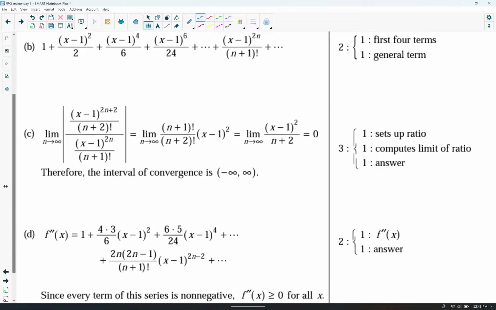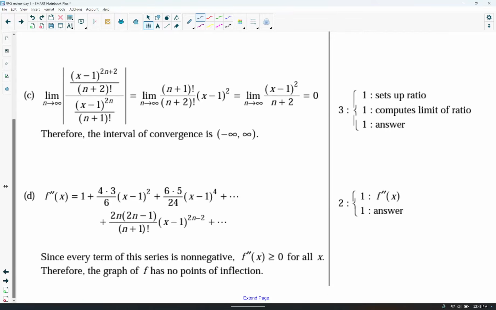Here is the rubric if you'd like to look at it and see what all the points are assigned to.